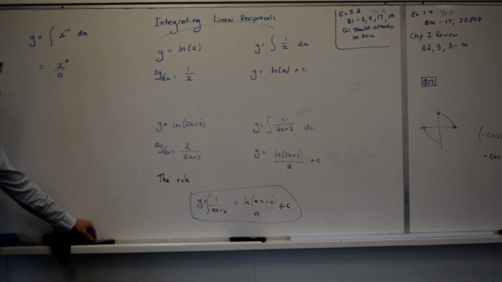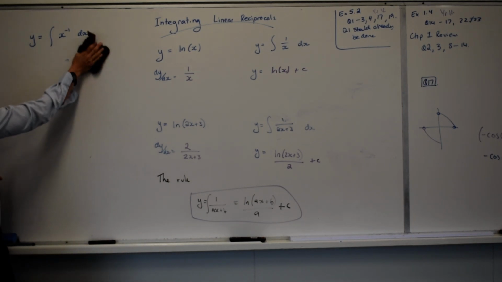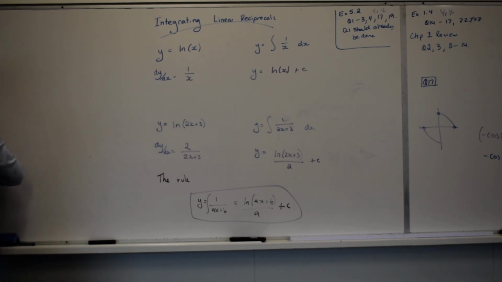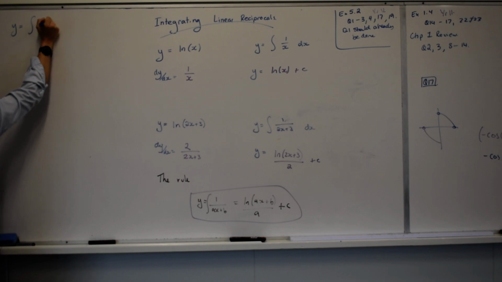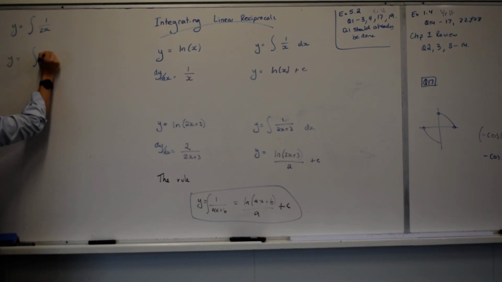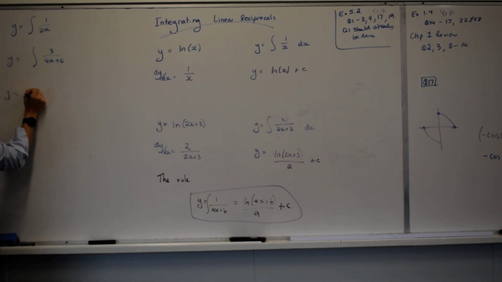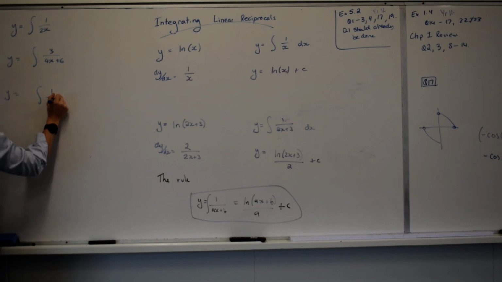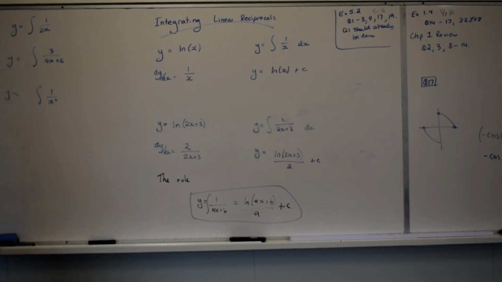We'll go through a couple of examples on the left here just to make sure that we are on board with that. y equals the integration of 1 over 2x. y equals the integration of 3 over 4x plus 6. And y equals the integration of 1 on x squared. Good luck.